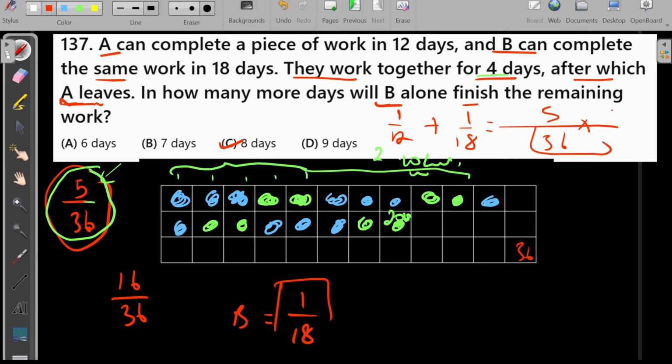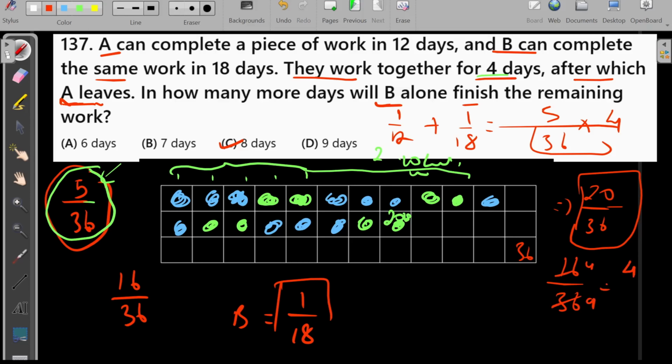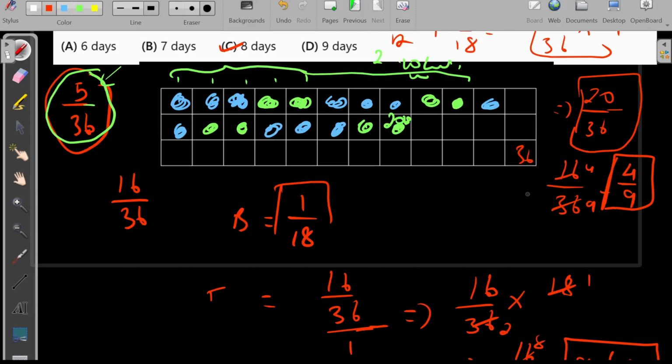The next step would be to check if they work together for 4 days. So I need to multiply the value by 4 days to check how much of the work they completed. It will be 20 over 36 blocks. So this is the amount of work if they were to work together, 20 over 36. But after that, A left and stopped working, so we need to find the remaining. If I do that, I get 16 over 36. I can simplify this. 4 4s would be 16, 4 9s would be 36, so that would be 4 over 9. So this is the simplified fraction of 16 over 36, which basically means the same thing. I need to find the work days done by B.